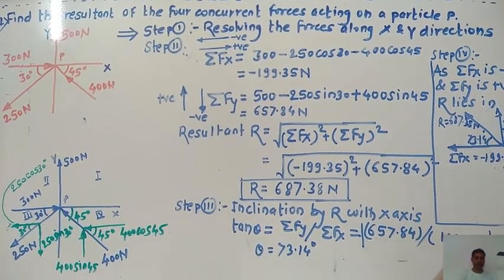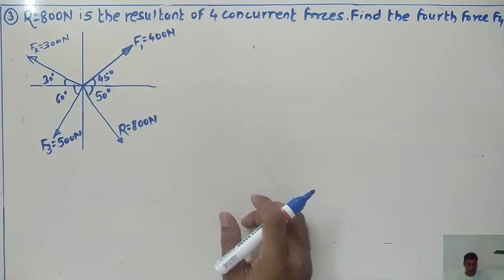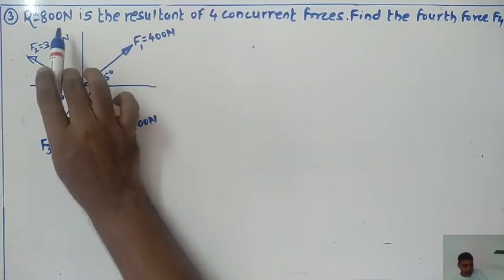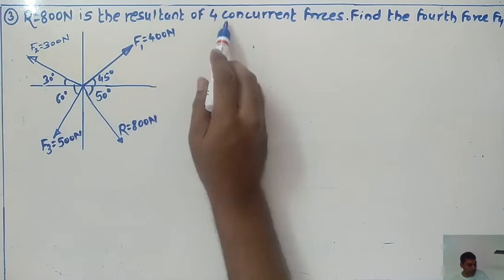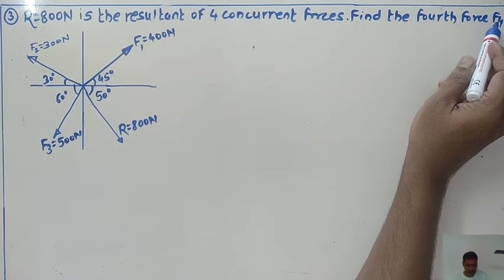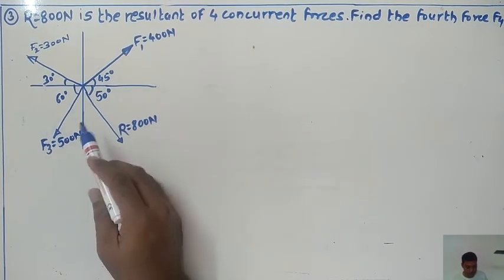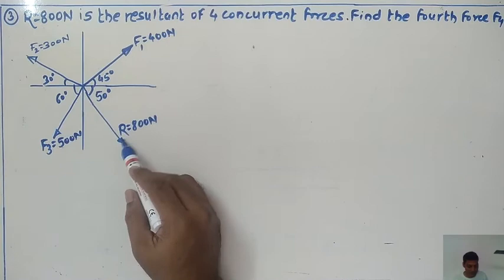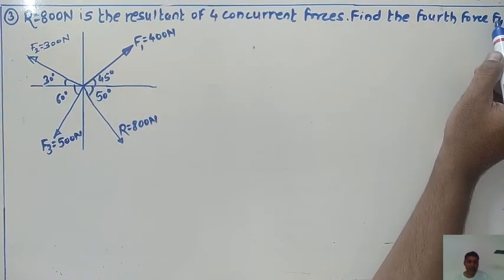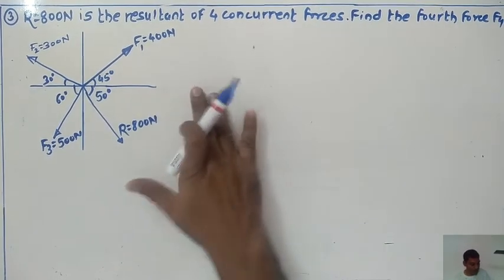Okay, let us start with the next problem. So just see this problem: R equals to 800 Newton is the resultant of 4 concurrent forces. Find the fourth force F4. So this problem is different from the previous two problems we have discussed. In this case the value of the resultant force is given and you have to find the reverse, the fourth force F4.